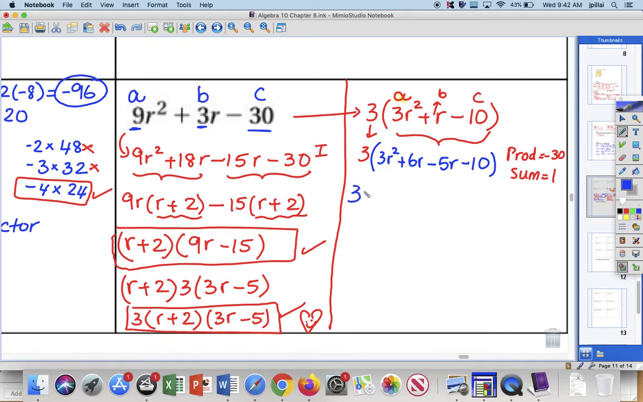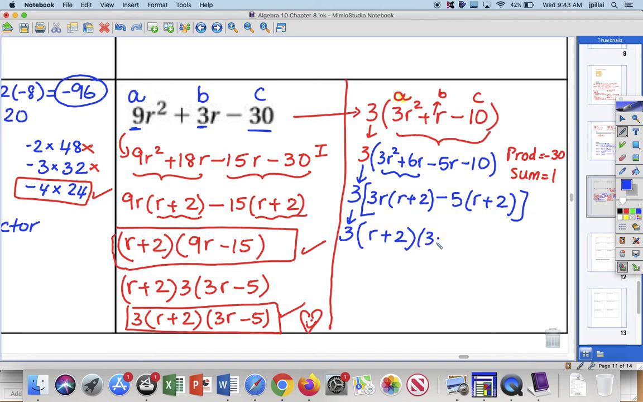So bring down the 3, factor this. So you have to be really careful about putting parentheses. So this will be 3r times r plus 2 minus 5 times r plus 2. See what I'm doing? So all I did was kept the 3, but then I'm dealing with this. So forget about this part. Just look at the inner parentheses. And now bring down the 3. So if you notice, that's r plus 2 and r plus 2. So you can factor that out. And that leaves you with 3r minus 5.